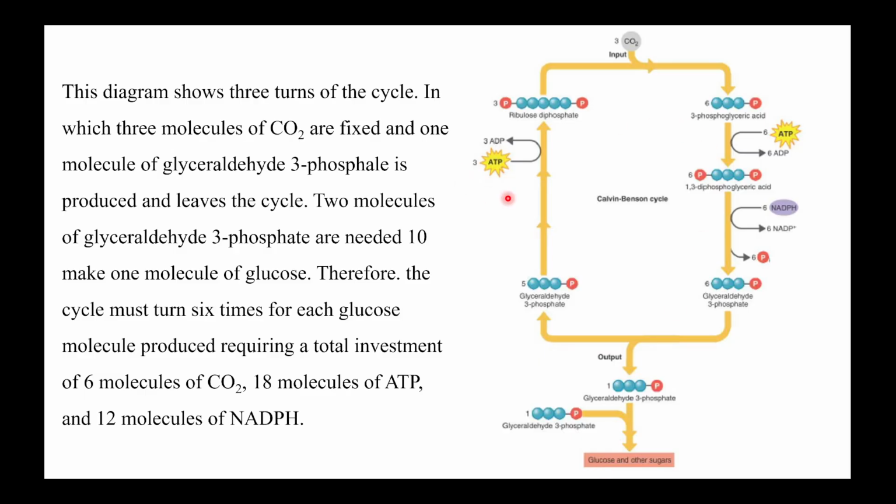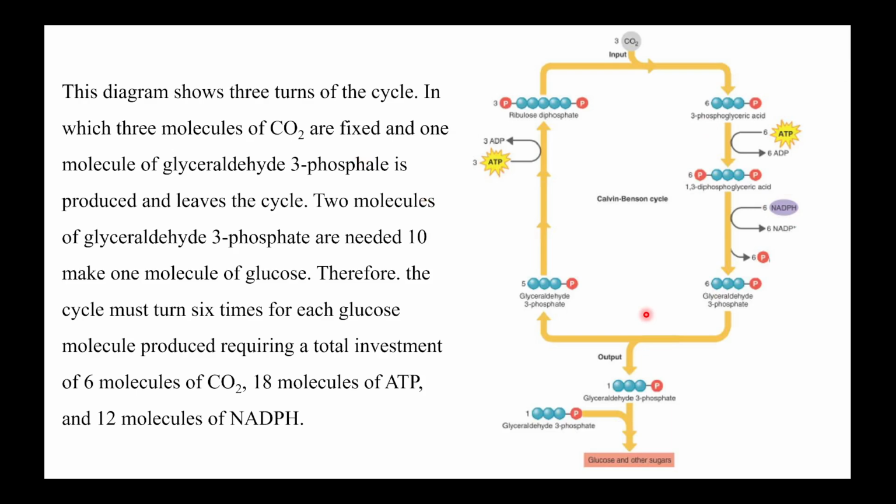Now you can see the total cycle, if it turns 6 times for the production of one molecule of glucose, it will require 6 molecules of CO2, 18 molecules of ATP, and 12 molecules of NADPH. Okay, so it will require 18 molecules of ATP and 12 molecules of NADPH. Later, this glucose can be broken down by the process and these ATP will be restored.